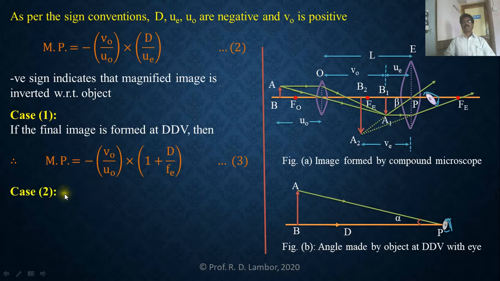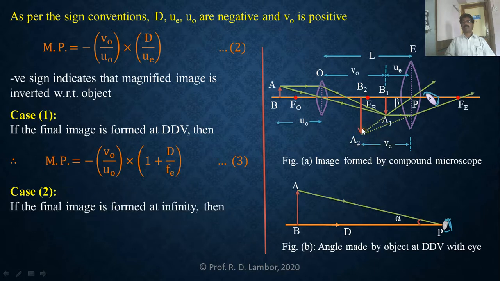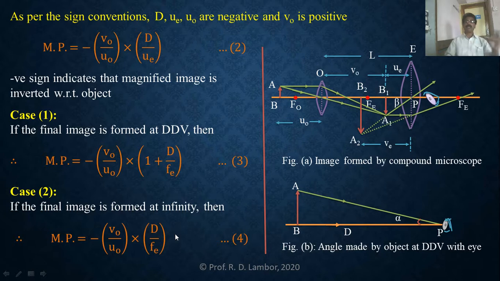In the second case, if the final image is formed at infinity, see here, this final image जर इन्फिनिटीला फॉर्म झाली तर या कंपाऊंड मायक्रोस्कोपची मॅग्निफाइंग पॉवर फक्त बदलणार आहे आयपीसच्या म्हणजे सिंपल मायक्रोस्कोपच्या मॅग्निफाइंग पॉवरचा इन्फिनिटीच्या ठिकाणचा घेऊन. See here, therefore magnifying power of compound microscope when image is formed at infinity is this, and this is the magnifying power of simple microscope when final image or when image is formed at infinity.